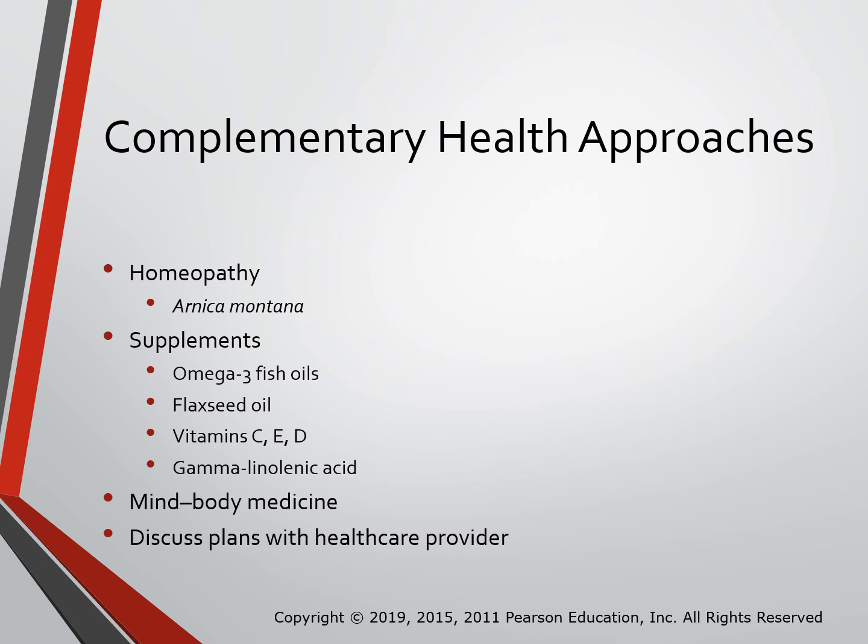Complementary health approaches. Along with dietary changes, some patients are helped with homeopathic remedies that are effective in lowering inflammation, such as arnica montana. I've never heard of that. Supplements that can help reduce inflammation, such as omega-3 fish oils, flaxseed, vitamin C, E, and D, and an anti-inflammatory plant oil called gamma-linolenic acid. And then mind-body medicine may work as well. So you want to discuss these plans with your healthcare provider before you use them because they may interact with some of your prescription medicines also.